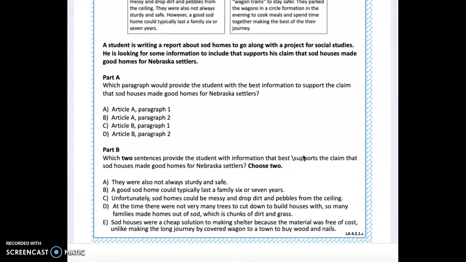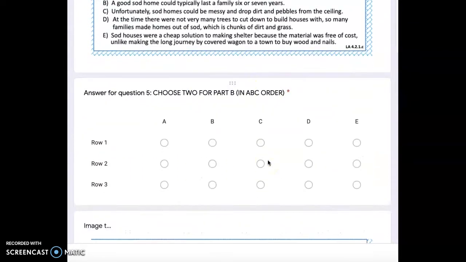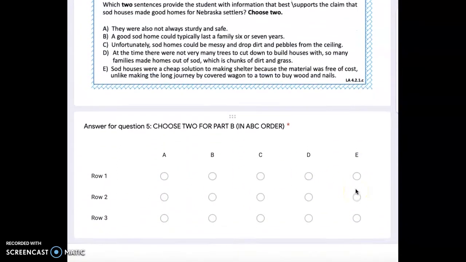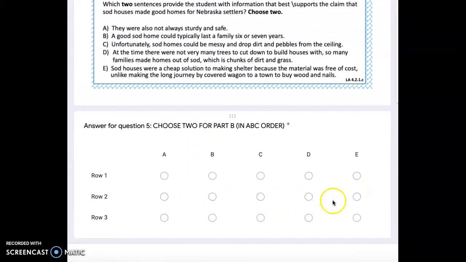Here's another Part A, Part B, and on this one, Part B, you choose 2. So this is Part A, this is Part B 1, and Part B 2. And again, put the Part B in ABC order. So this will be the first one in ABC order, and this would be the second one in ABC order for Part 2.